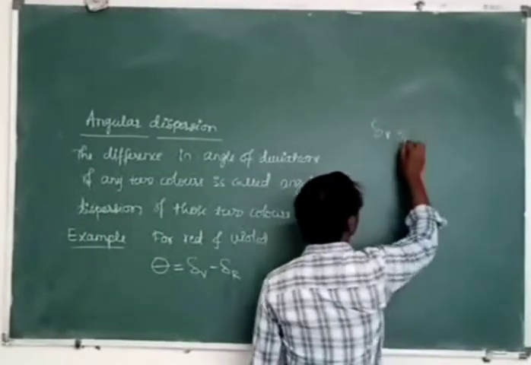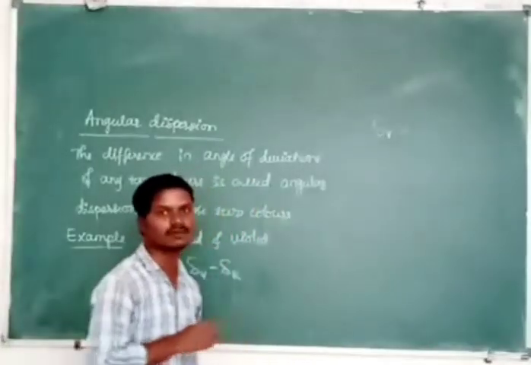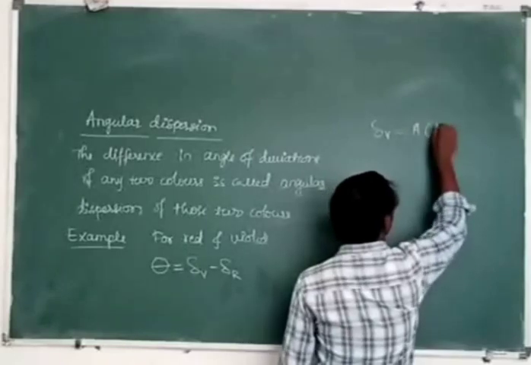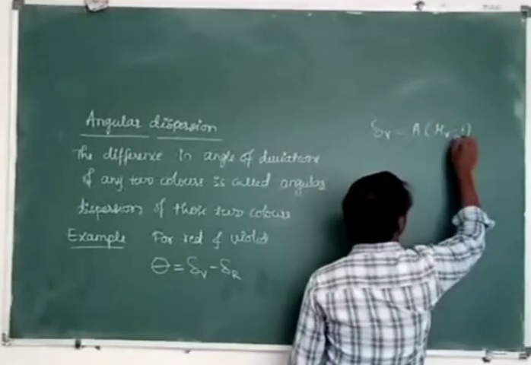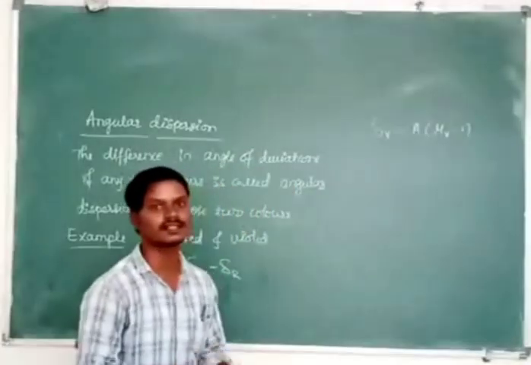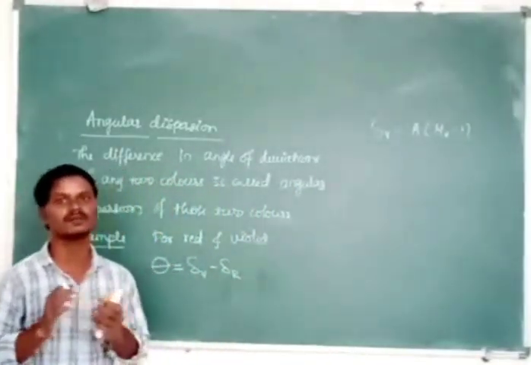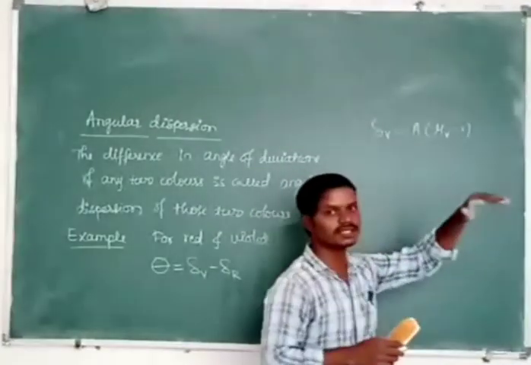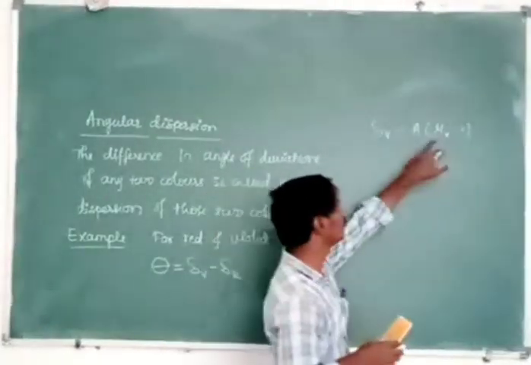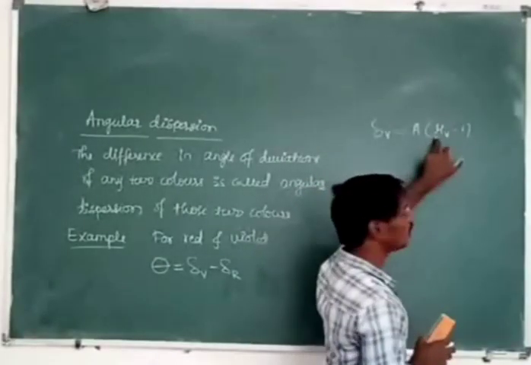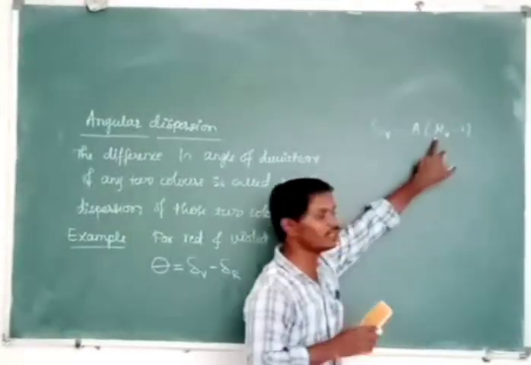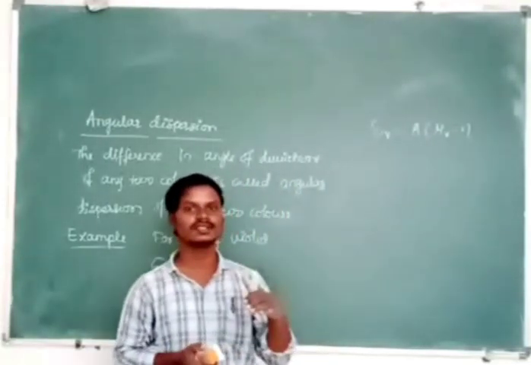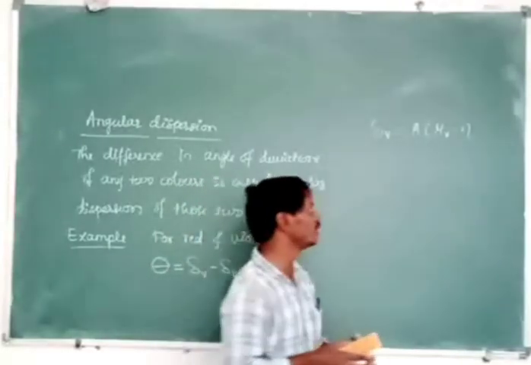Delta V is nothing but the angle of deviation of violet color. We write A into mu V minus 1. What is mu V here? It is the refractive index of the material of the prism for violet color. The refractive index of the material of the prism is different for different colors. So mu V minus 1 has a higher value. Why? Because violet has the shortest wavelength, so it has high refractive index.